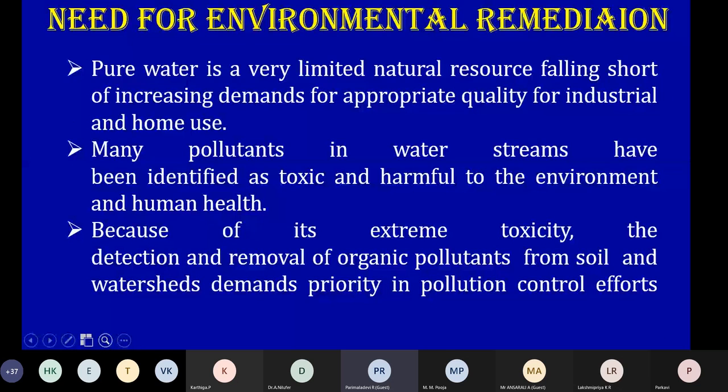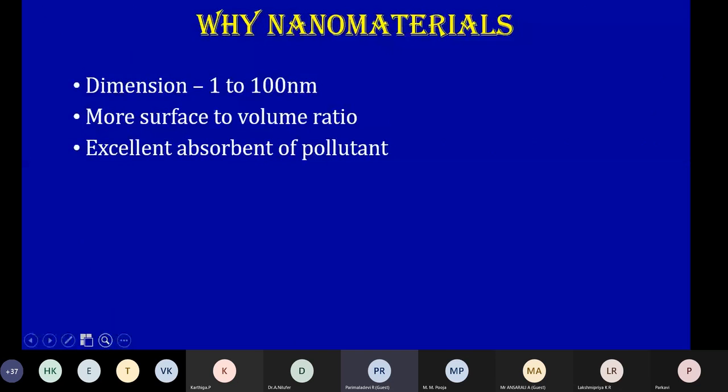Many pollutants in water streams have been identified as toxic and harmful to the environment and human health. Because of their extreme toxicity, the detection and removal of organic pollutants from soil and water demands priority in pollution control efforts. Traditionally we have many methods to remove water pollutants. Mainly in this webinar, we're going to discuss how to detect and degrade water pollutants and soil pollutants. There are many traditional methods, like boiling, but now we are using nanomaterials to detect and degrade these pollutants.